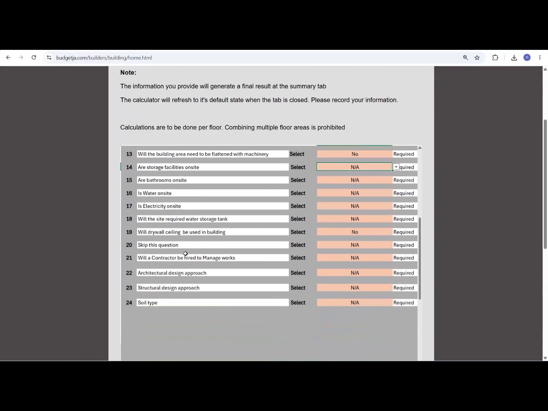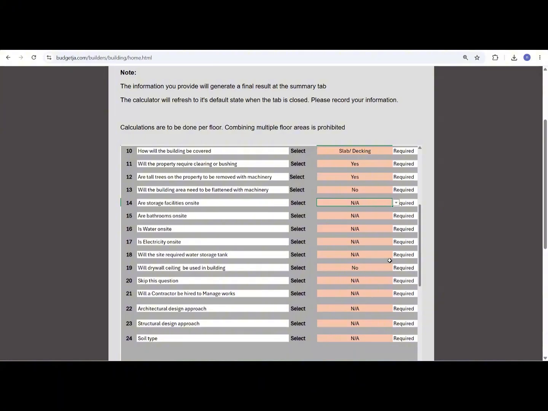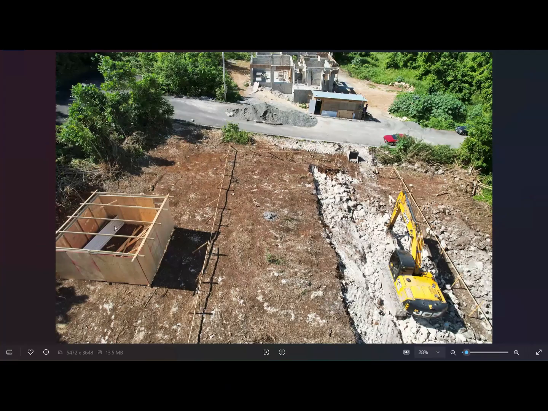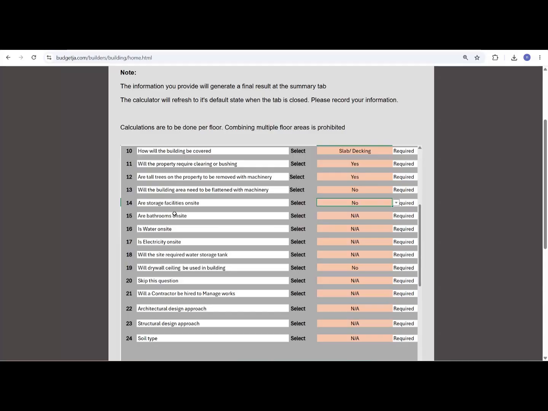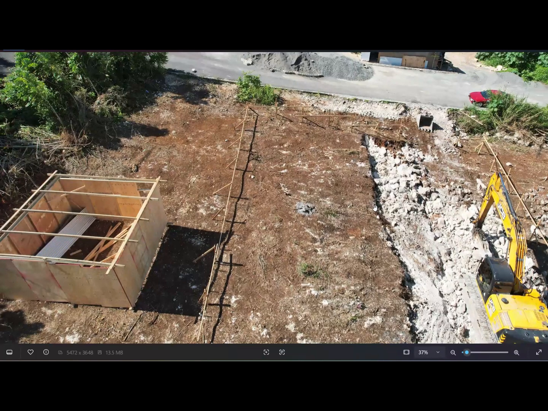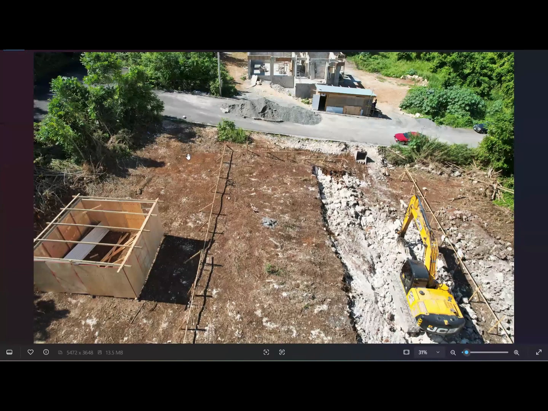Now, question 14 is asking if there's any storage shed on the property. That is a storage shed. The other one is asking if there are bathrooms on site. It's asking if water is on the site. And similar to this picture, I can observe what is there and what's not there. So in this case, there's no indication of a water line. There's no indication of electricity.